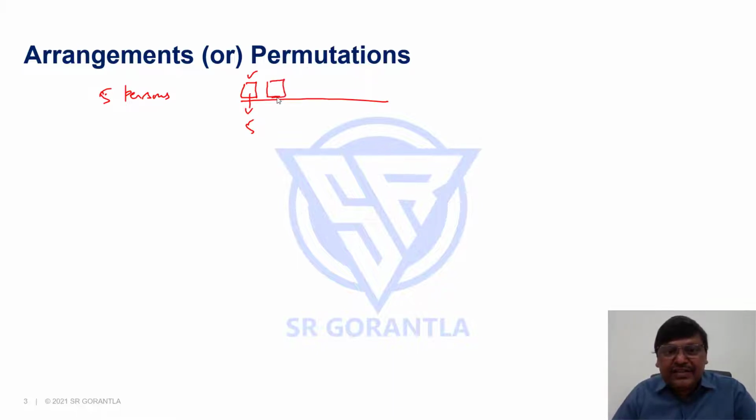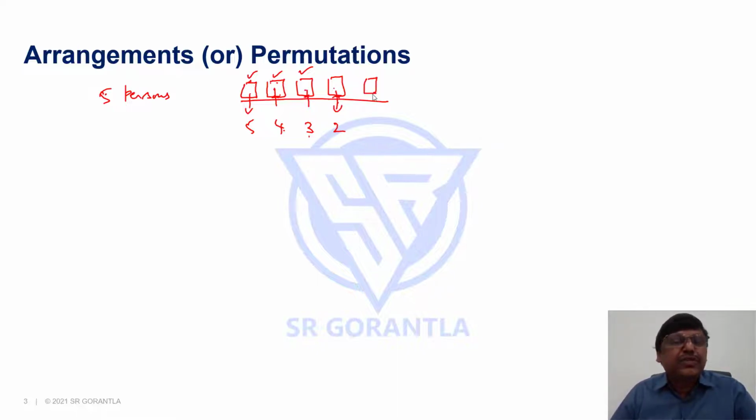For the next place, since one person is already sitting here, there are 4 other persons. We have 4 options. Any of the 4 can sit here. For the third one, since 2 persons are already seated in the first 2 places, 3 persons are left over. Any of the 3 persons can be seated here. We have 3 options. For the fourth one, since 3 persons are already seated, we have 2 persons left over. Any of those 2 persons can be seated. So we have 2 options.